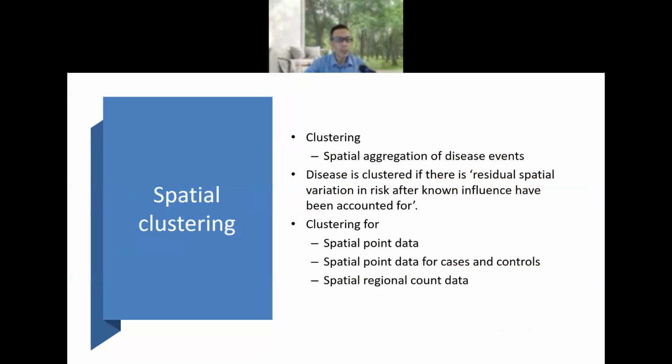Spatial clustering. Okay, clustering is spatial aggregation of disease events. Disease is clustered if there is residual spatial variation in risk after known influences have been accounted for. So that is statistician punya ayat lah yang tu tak faham tu kan. Okay, but we know that, residual spatial variation in risk after known influences have been accounted for. Okay, tak apalah, okay. Clustering for spatial point data. I mean, we can do clustering analysis for point data, but if you have aggregated data, we can also do spatial clustering for aggregated data. Tapi of course, spatial clustering for point data is much better lah.